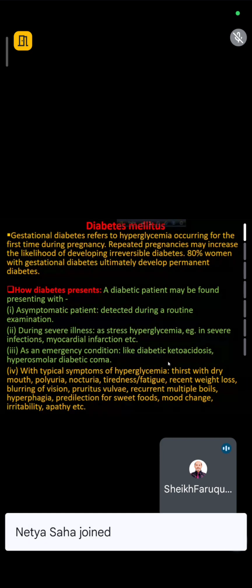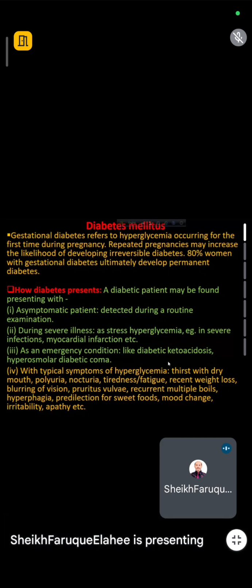Then he has polyphagia. What is polyphagia, or hyperphagia? It means too much hunger. He will be very hungry. A diabetic person will be very hungry. He cannot tolerate hunger. He will take food more and more.